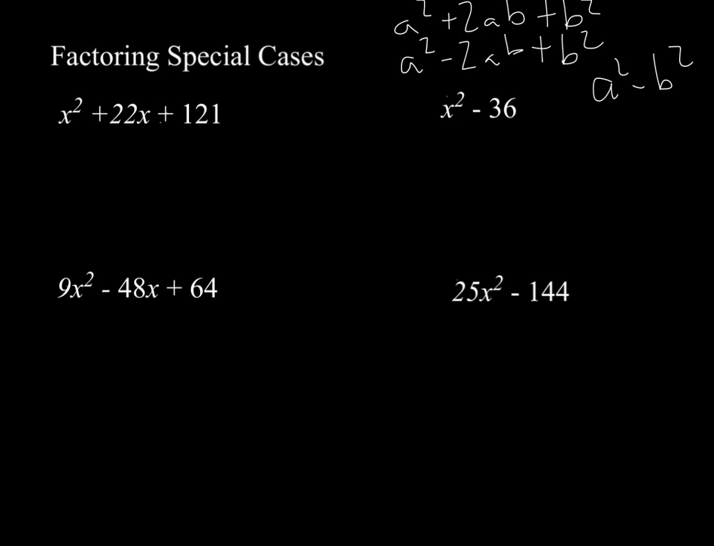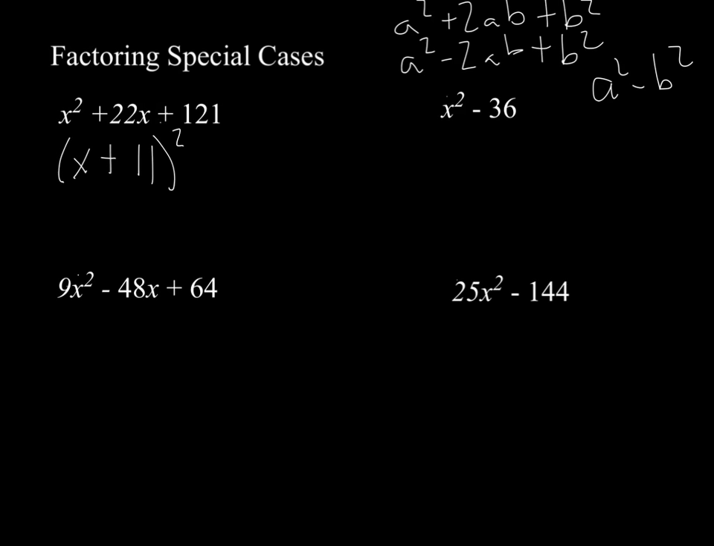Looking at this first one here, we see a trinomial, so it's definitely not a difference of squares. This is a perfect square. This is 11 squared. And the square root of 121 is 11. The square root of x squared is x. 11 times x times 2 is going to give you 22x. So we do have that first form there, which means that this is going to factor into the square root of the first term plus, because of the positive sign here, the square root of the second term, close parentheses, and square it.